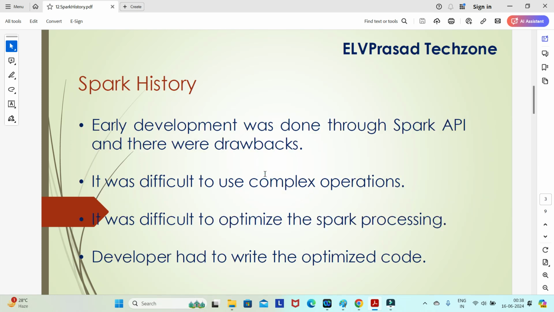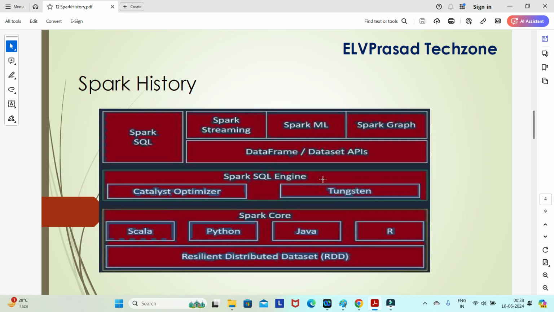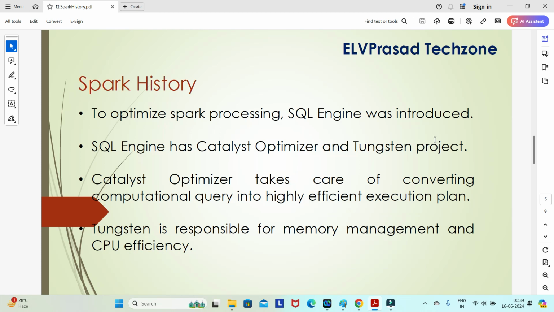In the early development of Spark, there were drawbacks in the Spark APIs. It was difficult to use complex operations and optimize the Spark processing, and developers had to write optimized code. Here is the Spark architecture, how it was initially there and later how these things were improved, from core to SQL engine and other libraries.